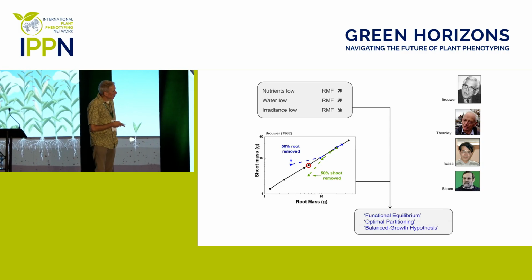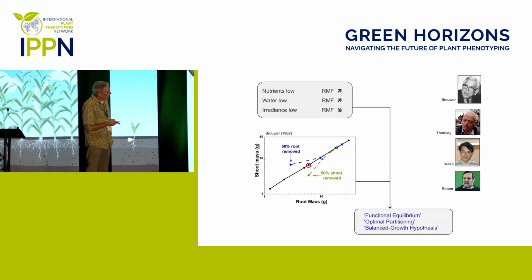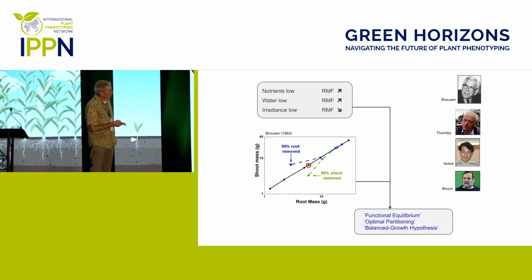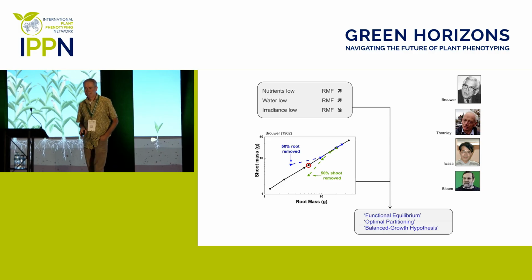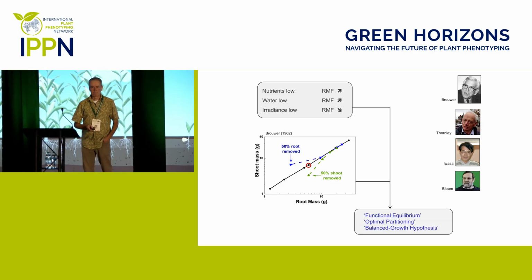And this person here, Brouwer, did a very interesting experiment in the 60s, because he grew various plant species in hydroponics, and he looked at, in this case, the shoot mass against the root mass. And in this allometric plot, if you halve it several times and you follow the progression of shoot and root mass, you will find a straight line, which is indicated by the black line in the graph.